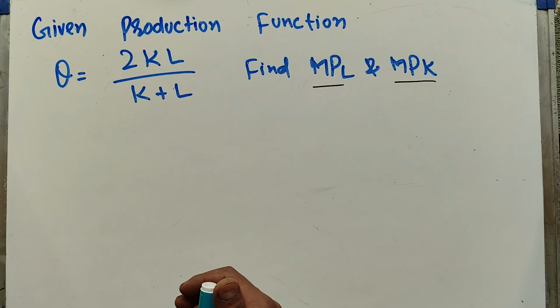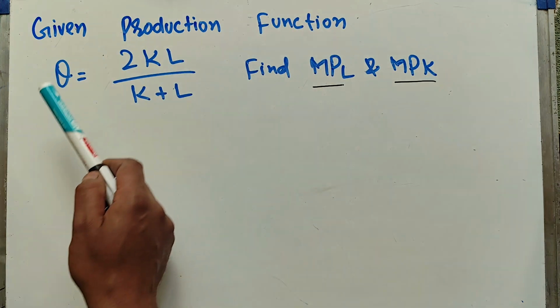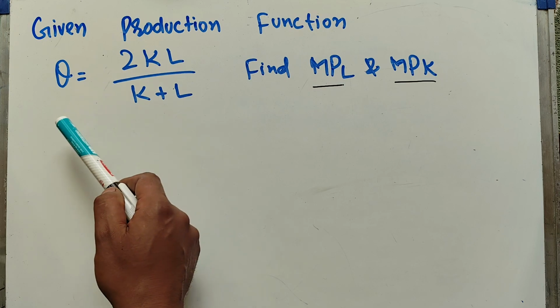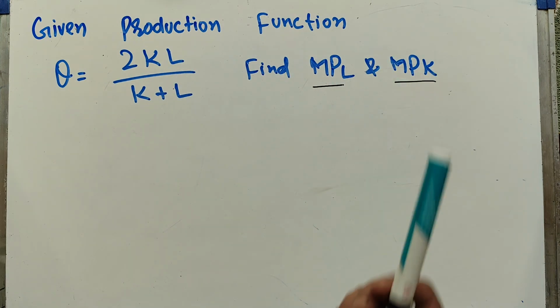Let's solve a question on the application of derivatives in economics. The question is: given the production function Q = 2KL/(K+L), where Q is the output, and K and L are the units of capital and labor employed, we have to find the marginal product of labor and the marginal product of capital.